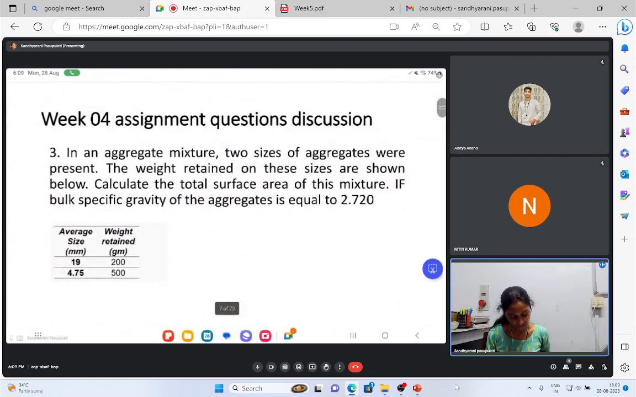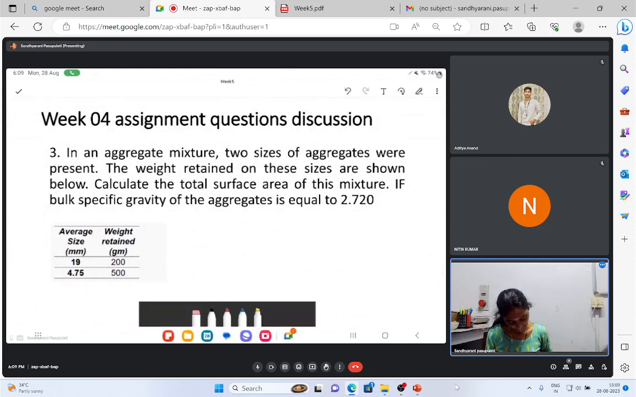And the third question: they have given two aggregate sizes, 19 and 4.75 mm, with the weight retained on 19 mm being 200 grams and the weight retained on 4.75 mm being 500 grams. You can see they have mentioned the average size. If they had not mentioned it, you would be supposed to calculate the average size. Here they have directly given it, so no need to worry. They are asking us to calculate the surface area. How do we calculate it?